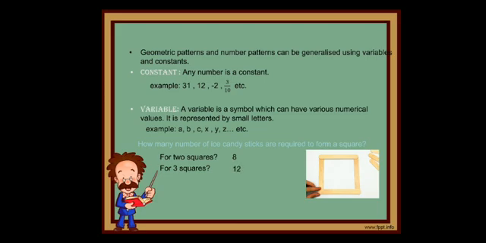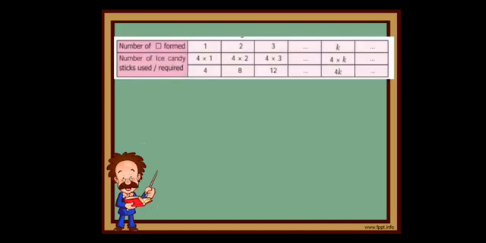So if we continue in this manner, for making k number of squares, how many ice candy sticks are required? We'll observe this in this table. Here the first row gives the number of squares formed, and the second row gives the number of ice candy sticks required. To form one square we need 4 ice candy sticks. For 2 squares we need 8, which is nothing but 4 times 2. For 3 it is 4 times 3, so 12 ice candy sticks are required.